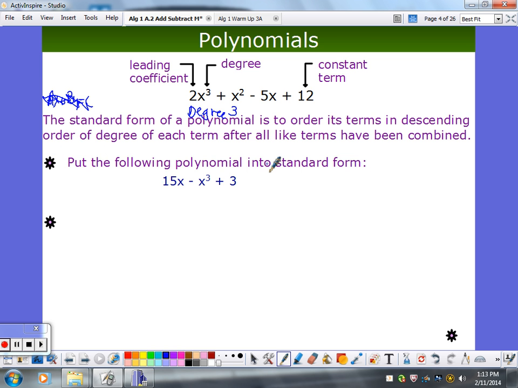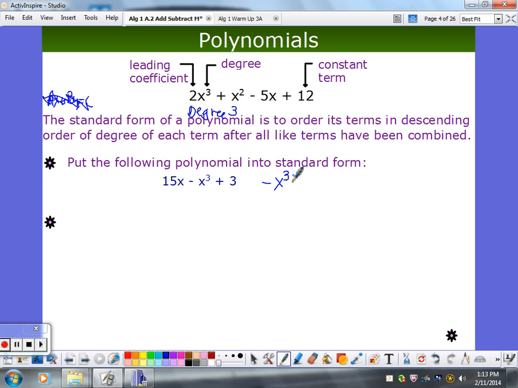So let's put this polynomial into standard form, meaning degree order. This is on your paper there. It's kind of in the middle-ish. Which of these monomials has the highest degree? Negative x to the third power. So we're going to put that first. That becomes negative x to the third.